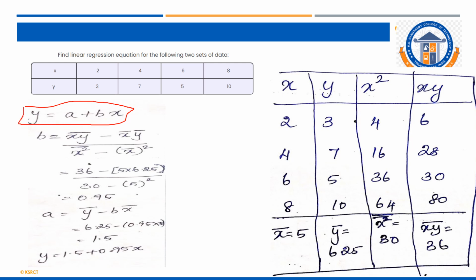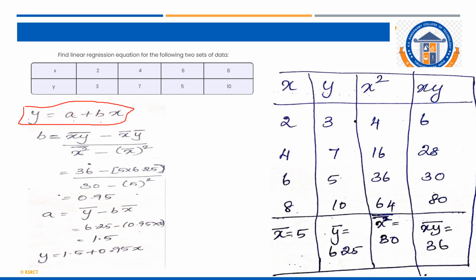Sometimes it may be written as a naught plus a1 into x, sometimes b naught plus b1 into x, sometimes it is a plus b x. The variables may differ, but the concept is the same as the equation y is equal to mx plus c, because it is a linear one. So x is equal to 2, 4, 6 and 8.